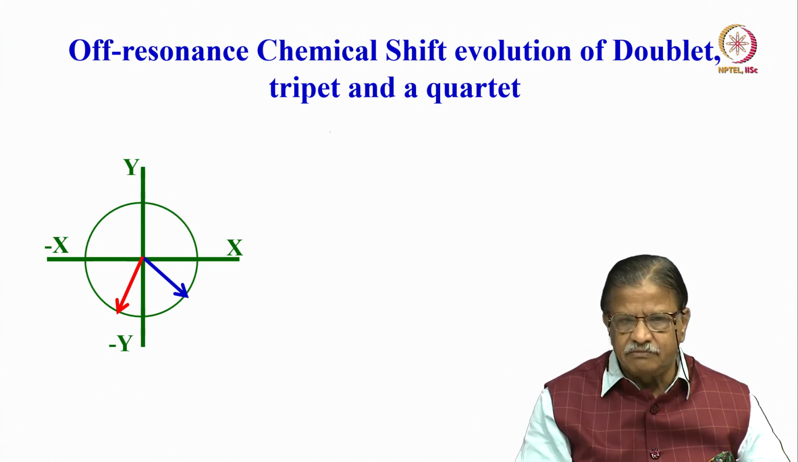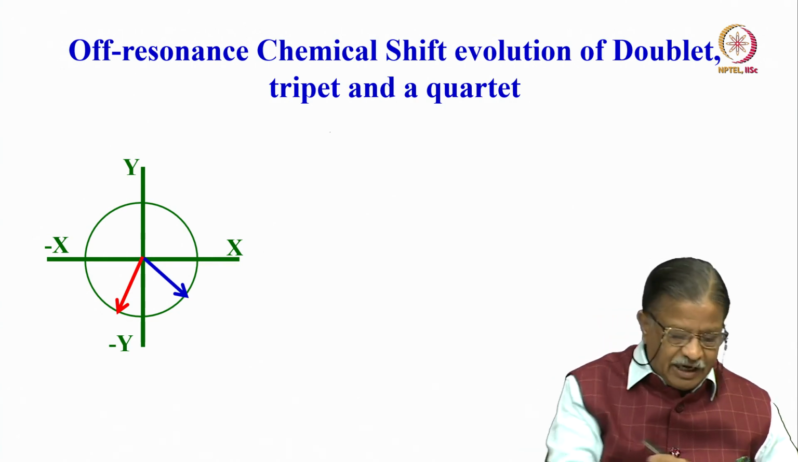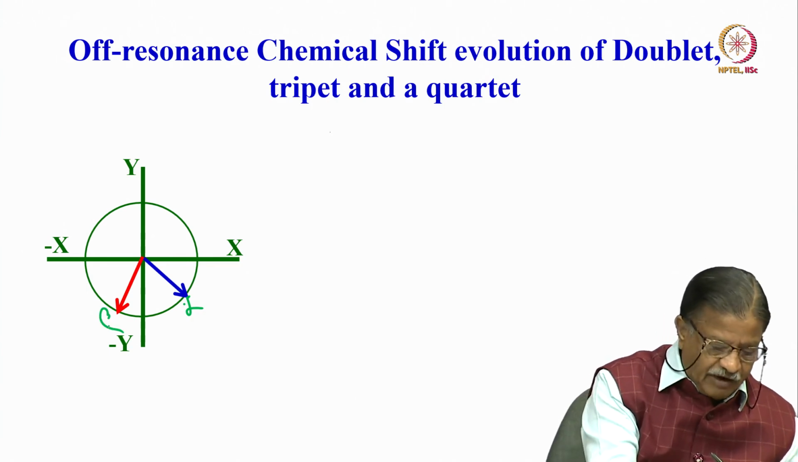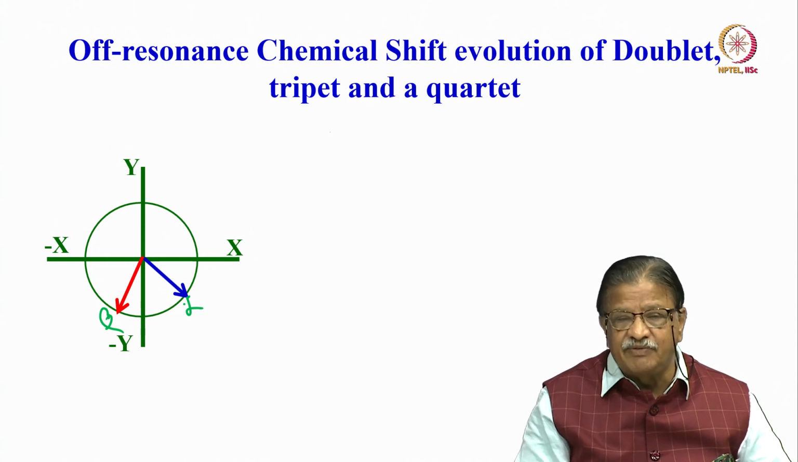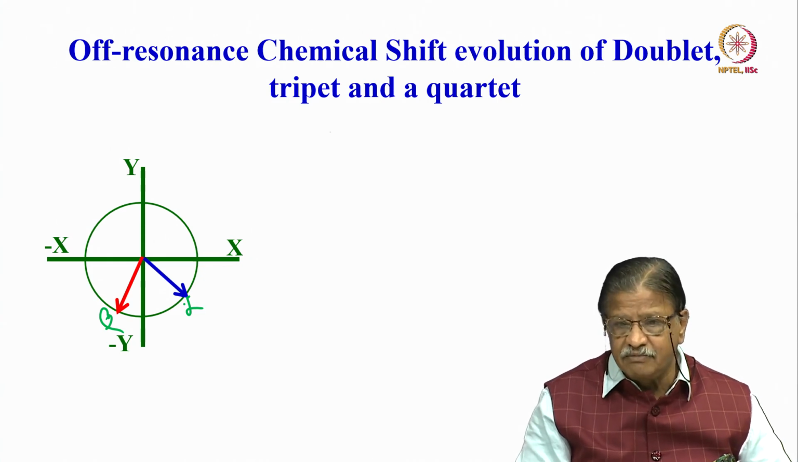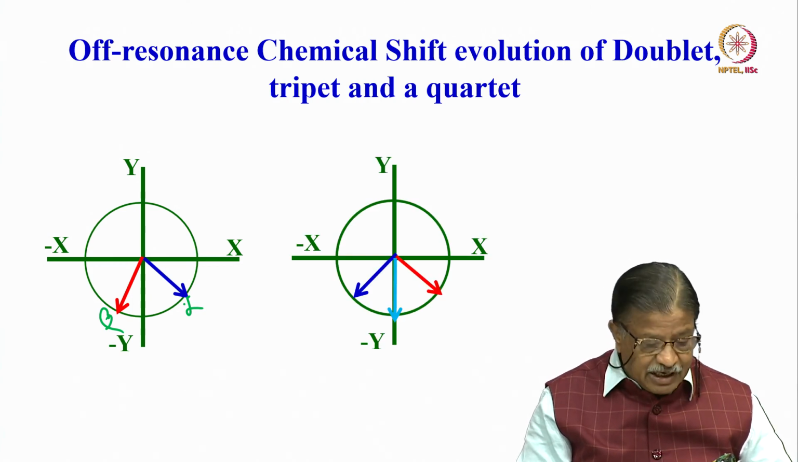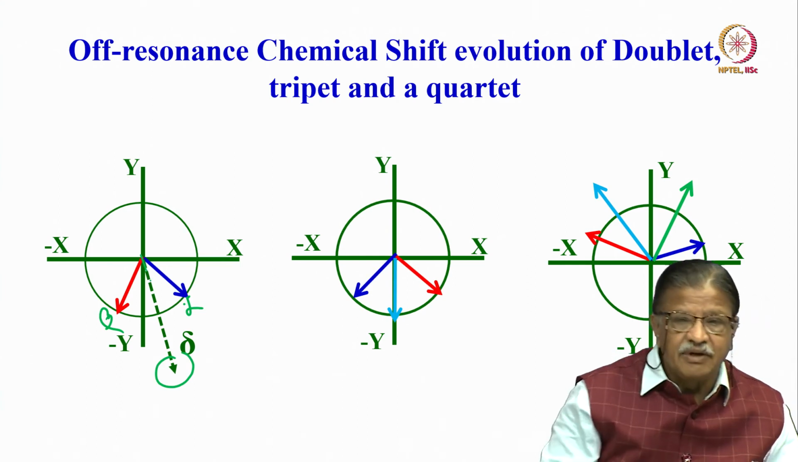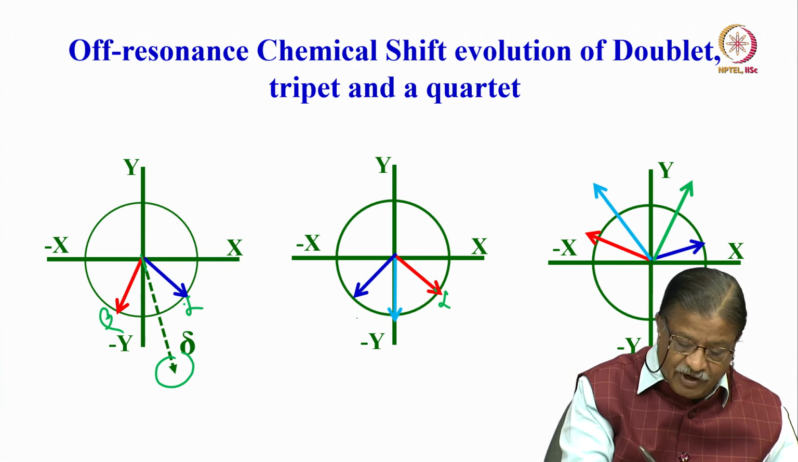This is a doublet. Now we are talking about off resonance. Where is the chemical shift? Let us say alpha is here, beta is here. It is a doublet, two components are there. Where is the chemical shift now? There is no peak, there is no magnetization vector at that place. But you should understand the chemical shift here evolves at the center. Similarly, now the triplet, if I consider, they have evolved like this, alpha, beta.